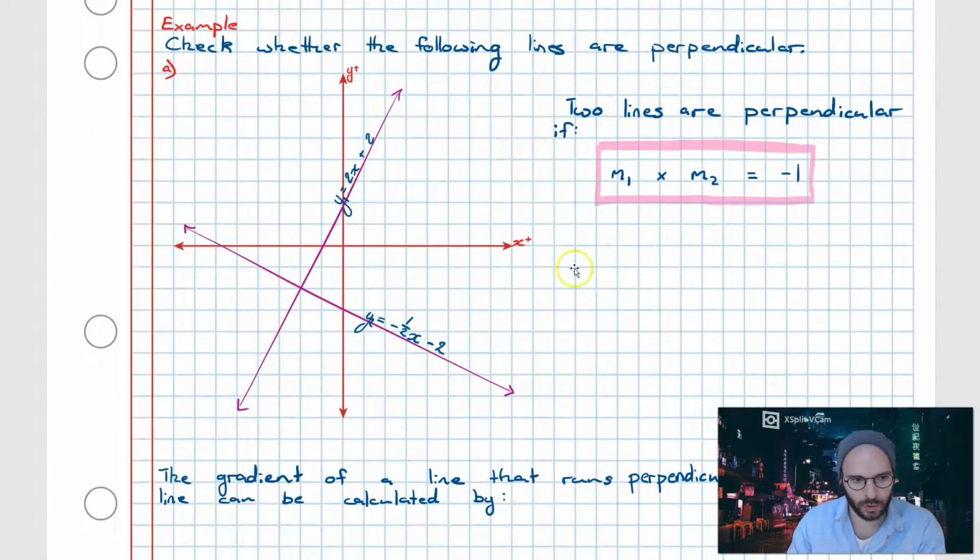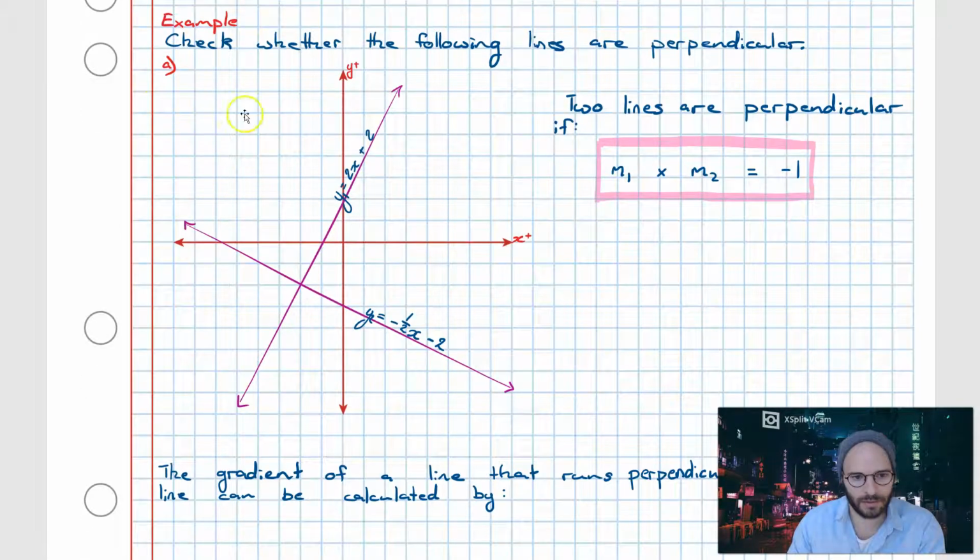Now, applying this rule over an example A over here, we have: check whether the following lines are perpendicular. We have line y1, which is equal to 2x plus 2. Then we have line y2, which is equal to -1/2 x minus 2. The way in which we're going to check whether these two lines are perpendicular is we'll set ourselves up and go A, checking. Then we need to identify our two gradients, so m1 and m2.